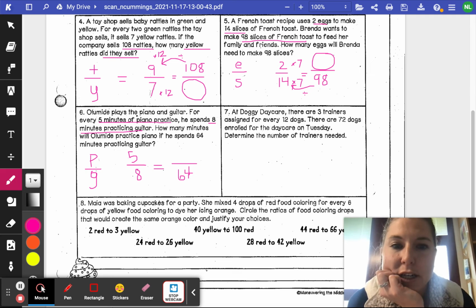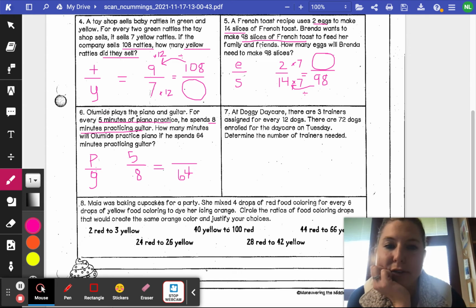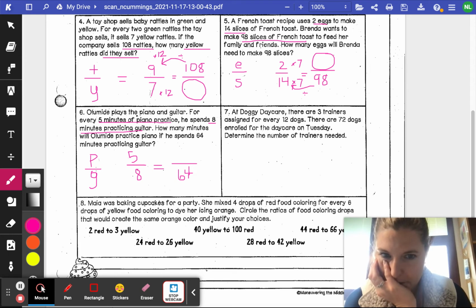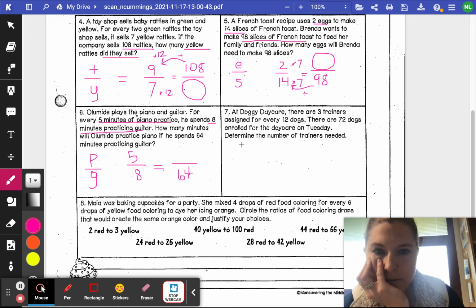Number 7 says at doggy daycare, there are 3 trainers assigned for every 12 dogs. There are 72 dogs enrolled for the daycare on Tuesday. Determine the number of trainers needed. So we're doing trainers over dogs. It says there are 3 trainers for every 12 dogs. They want to know if they give you 72 dogs, how many trainers you'll need.